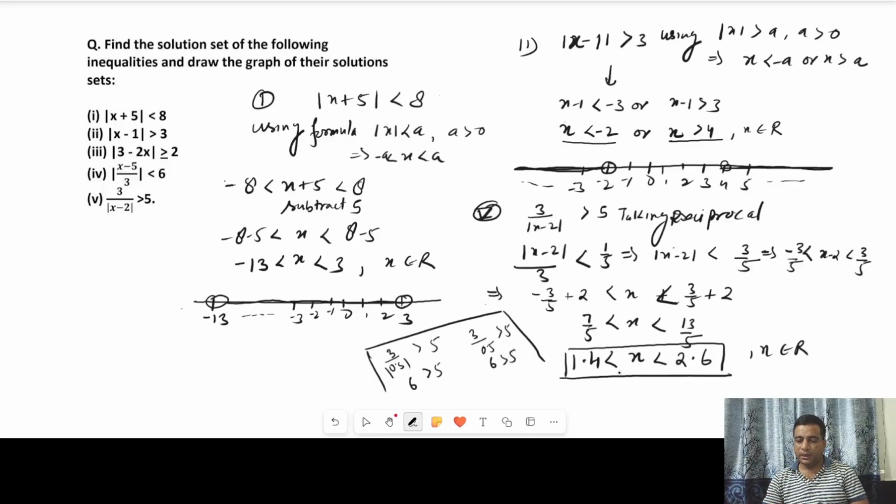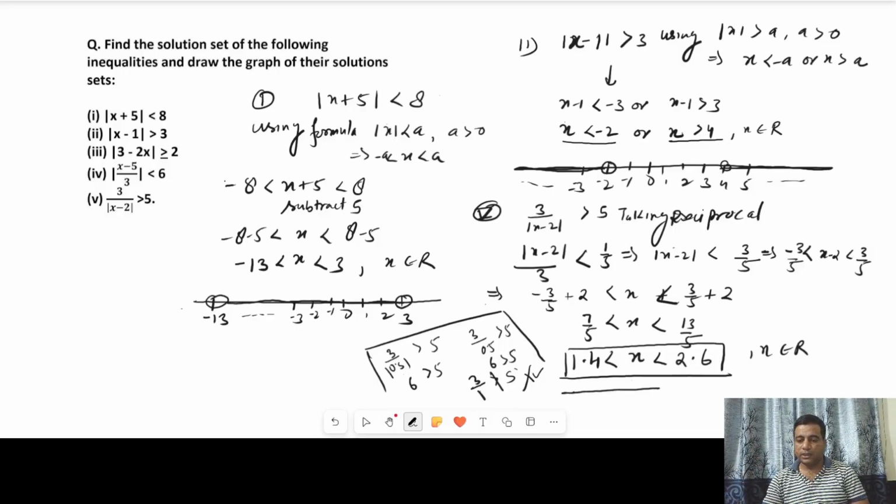Let me take a number which is greater than 2.6. Let me take 3. So 3 upon mod of 3 minus 2 is 1. Is it greater than 5? No, it does not satisfy. X equal to 3 is not in the solution set. So it's your solution set.